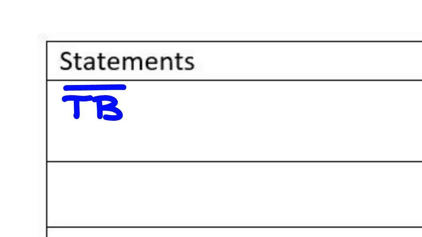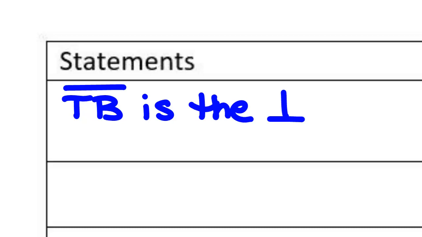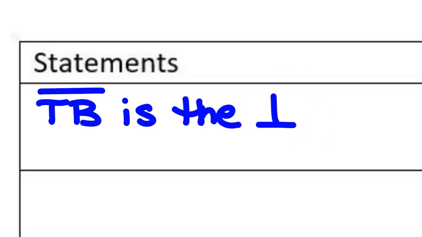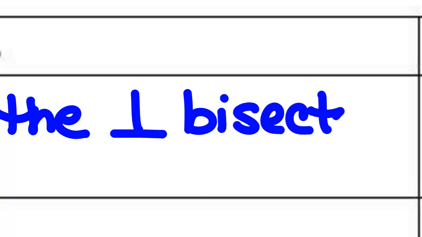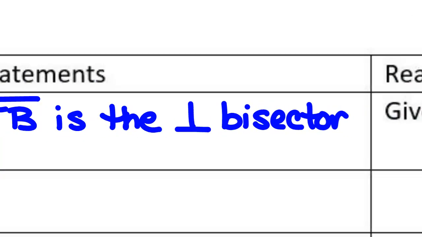TB is the, and then what does this symbol mean, this upside down capital T? What does this symbol right here mean? Perpendicular. TB is the perpendicular bisector of RS.